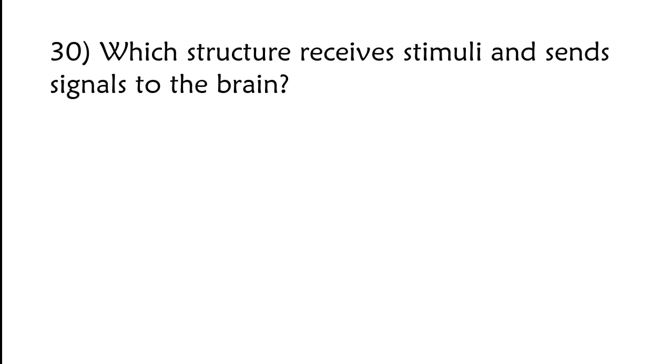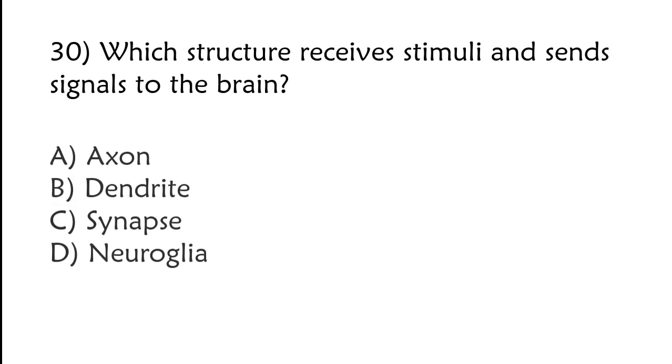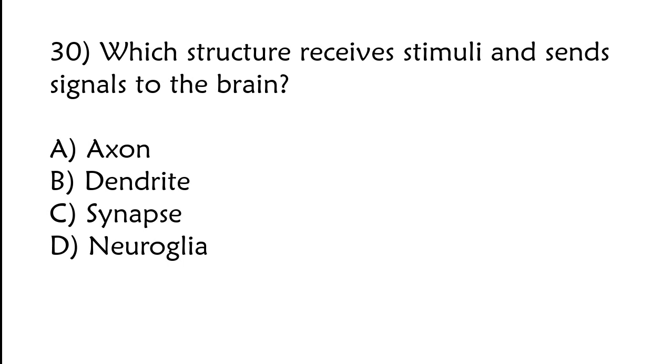Which structure receives stimuli and sends signals to the brain? Axon, dendrite, synapse, neuroglia. The correct answer is option B, dendrite.